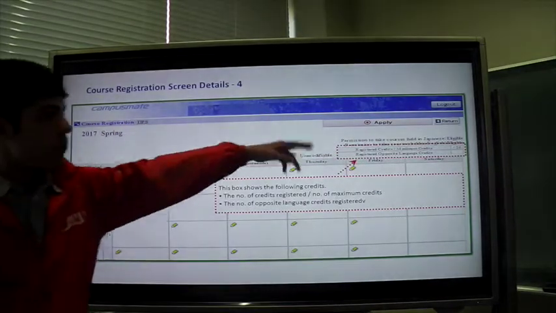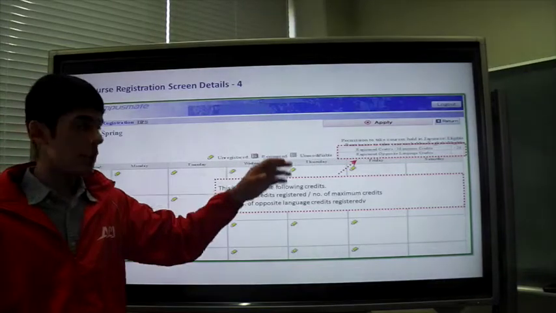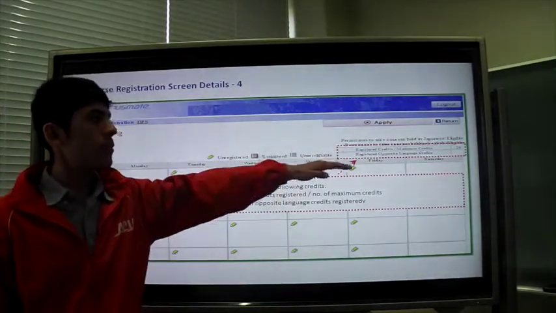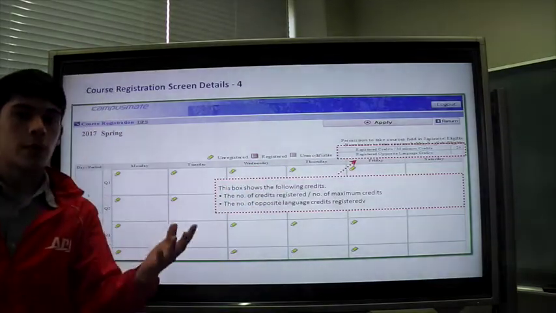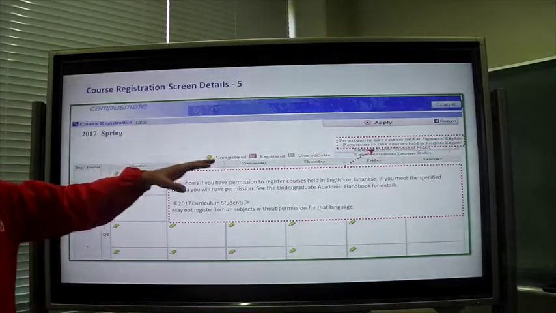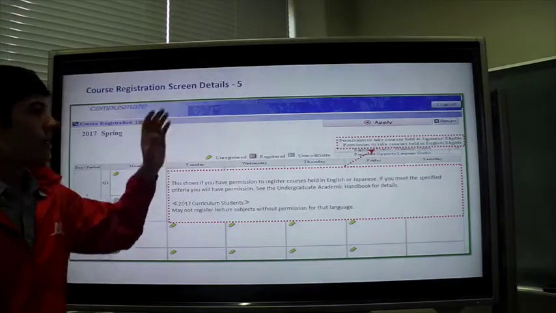And over here, in this box, you can see the explanation about the number of credits. It shows the total number of credits and the registered number of credits. The below side is the registered opposite language credits. If you take courses in the Japanese language, it will be shown below. And the upper side is about the permission for taking opposite language classes.